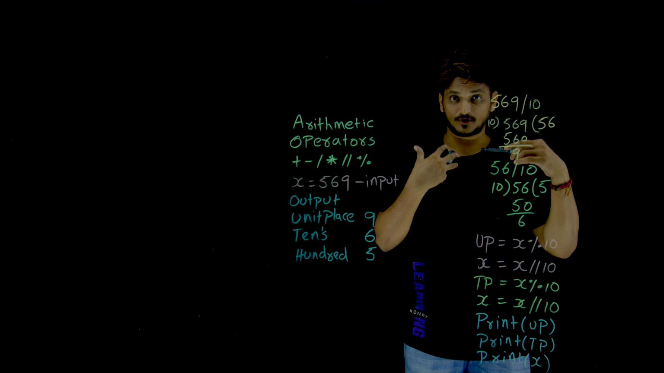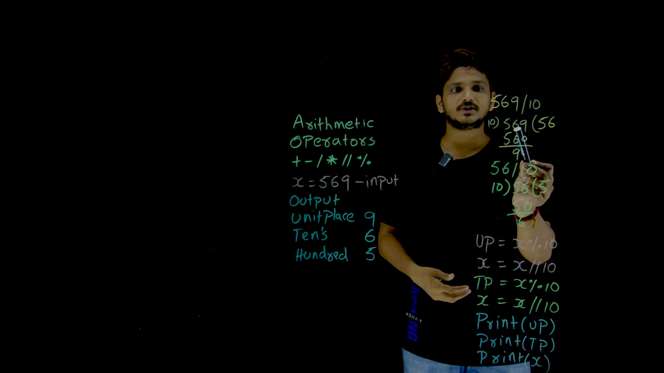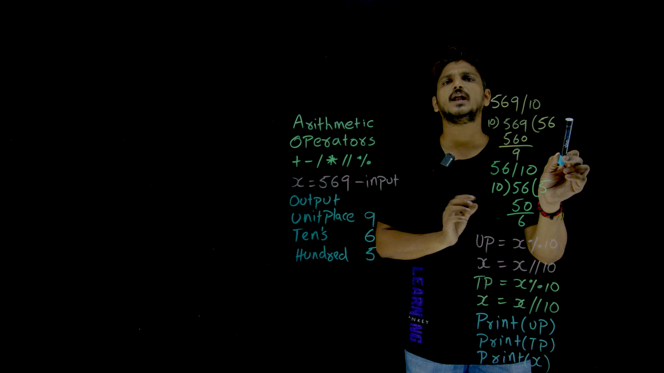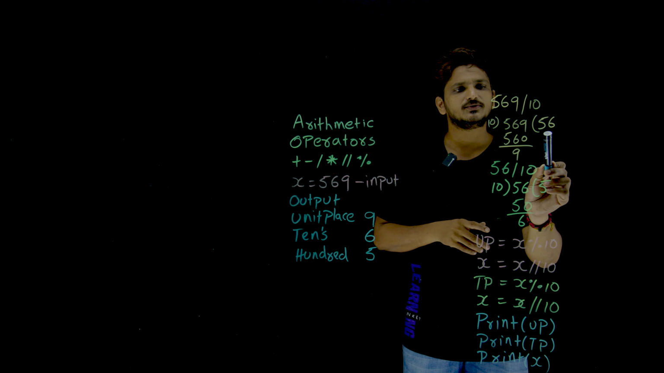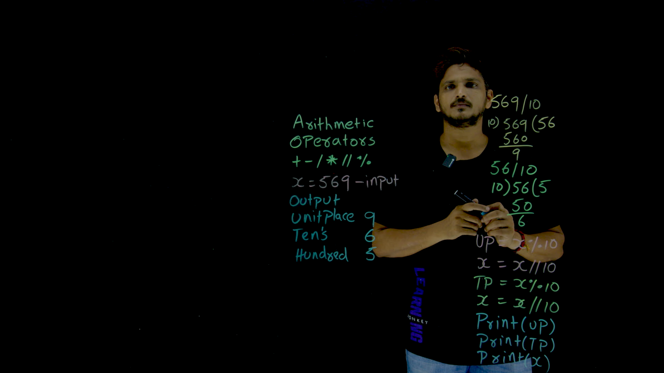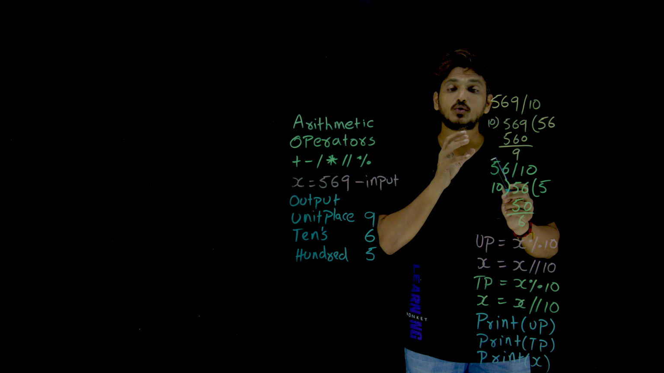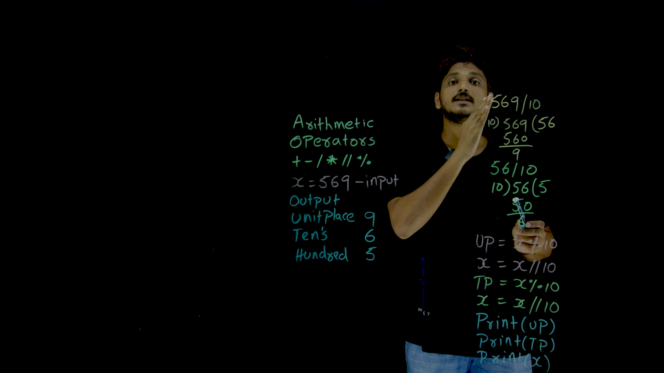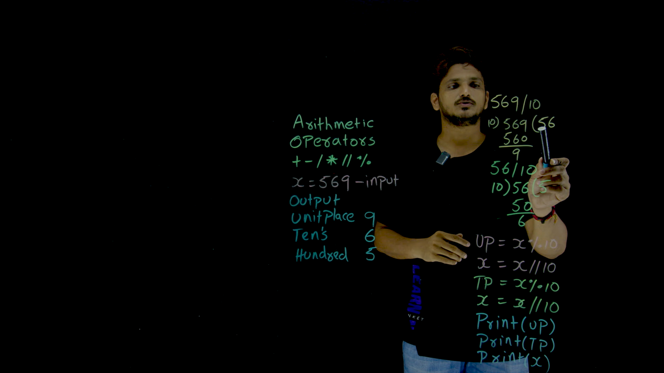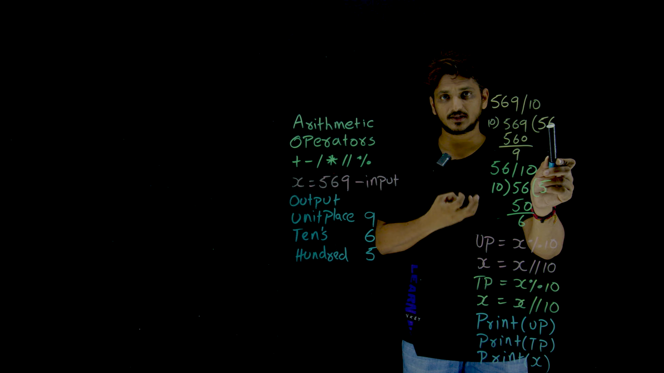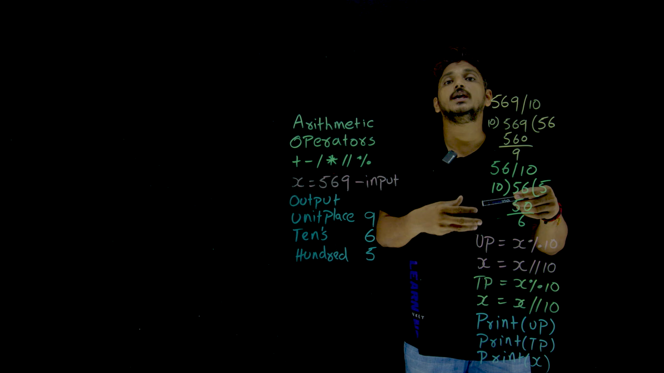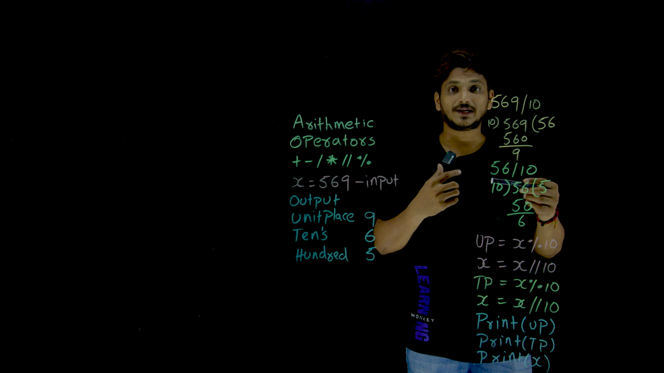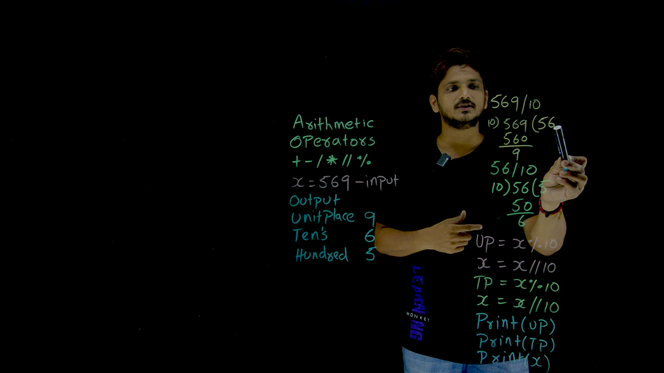And the next point you need to understand, 569 divided by 10. Actually, what's the value? 56.9. But we need this 56 also. How to take the integer part of the division value? Integer division you need to take. So if you want to take this 56 value, use the integer division operation. So that is how we got it. Now we got the 56 value.